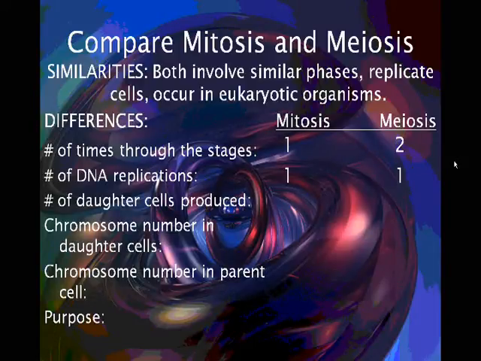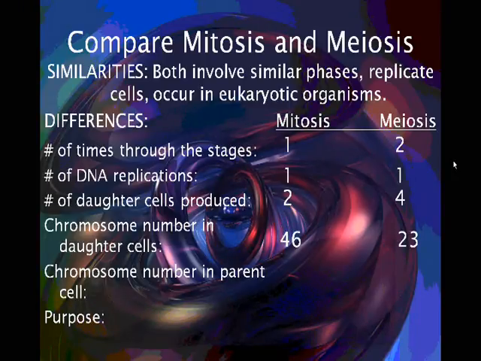DNA only replicates once, and that's why meiosis is able to decrease the chromosome number by going through two cell divisions. The number of daughter cells that are produced is different. In mitosis, we get 2 daughter cells. In meiosis, 4 daughter cells are produced. Even though in meiosis only one of the female cells will actually become a gamete, we can still say that 4 are produced. The chromosome number in the daughter cells for mitosis is 46 in humans, 23 for meiosis. That is because we're cutting the chromosome number in half, so that when it combines together with another gamete, we can reach the original chromosome number of 46.